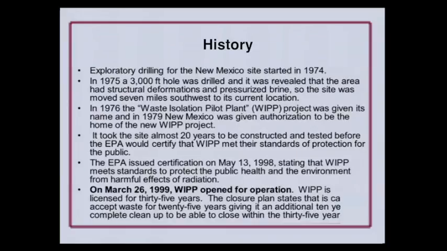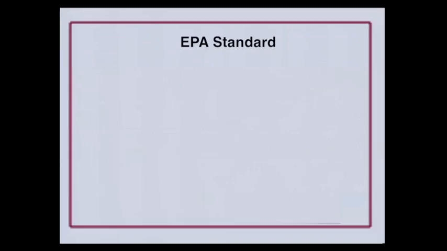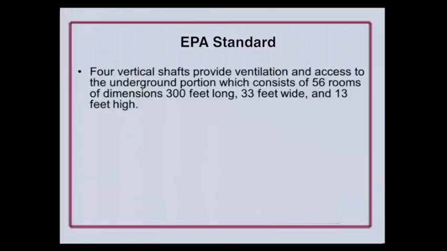I was hoping this would say something about the layers. Yeah, it does here a little bit. So I'm not going to go over history. Just know that 1999 is when it first started receiving shipments. It's basically 4 vertical shafts for ventilation and also access to the operating level. 56 rooms down there, dimensions 300 feet long, 33 feet wide, 13 feet high. Those are the chambers in which they put the waste for final resting.